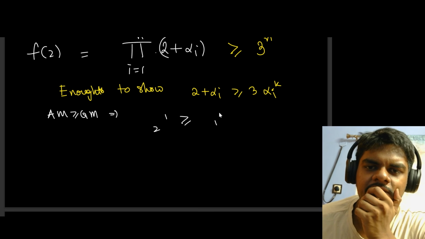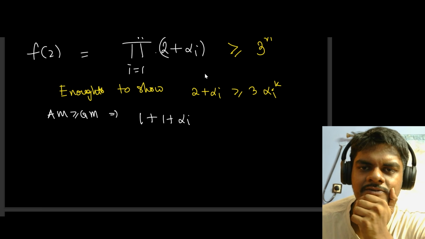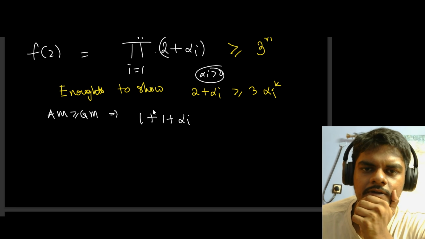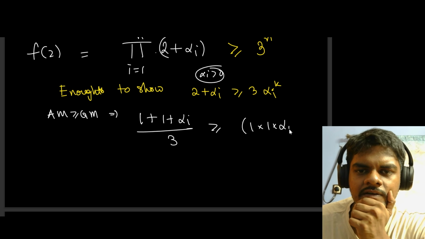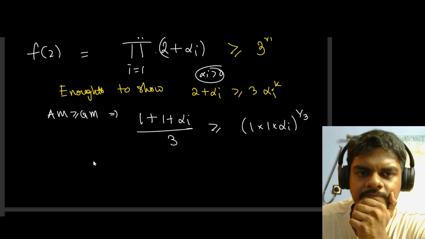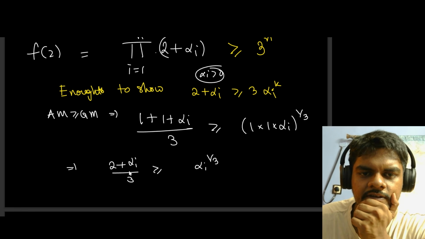So instead of that, if I take 1 plus 1 plus alpha I, since alpha I's are also positive, by 3, this is greater than or equal to 1 into 1 into alpha I power 1 by 3. So 2 plus alpha I by 3 is greater than or equal to alpha I power 1 by 3. So that will imply 2 plus alpha I is greater than or equal to 3 into this.